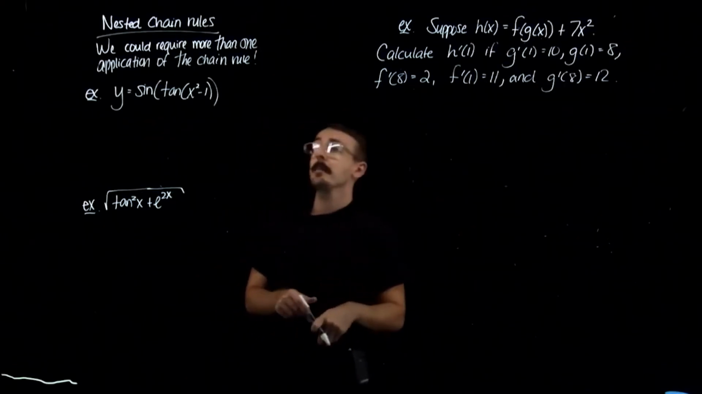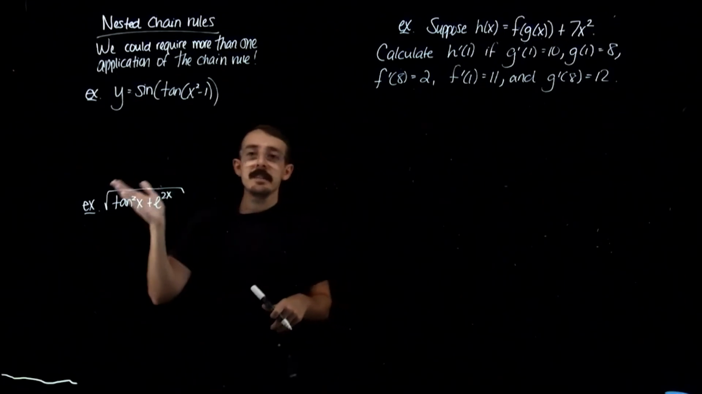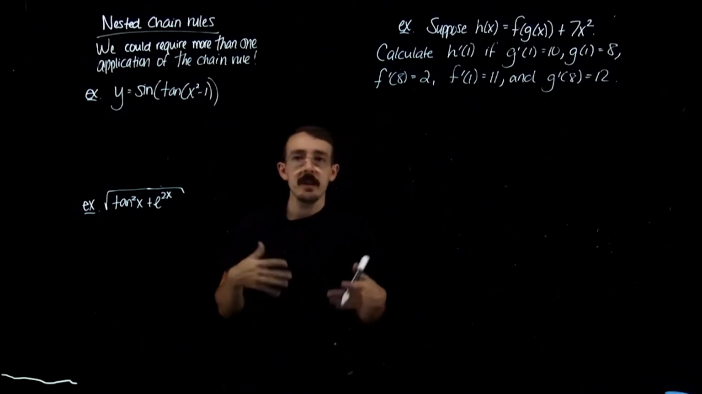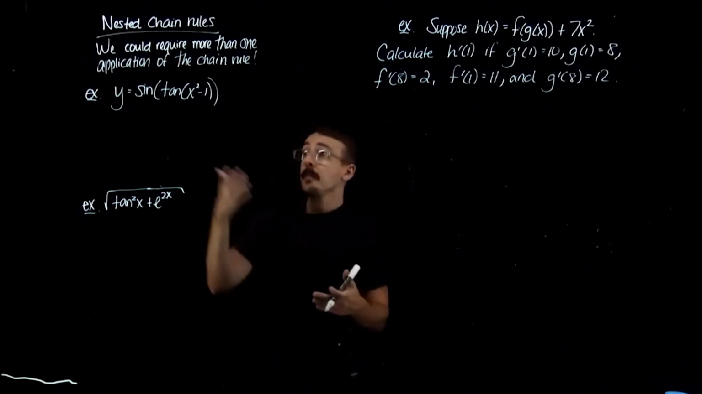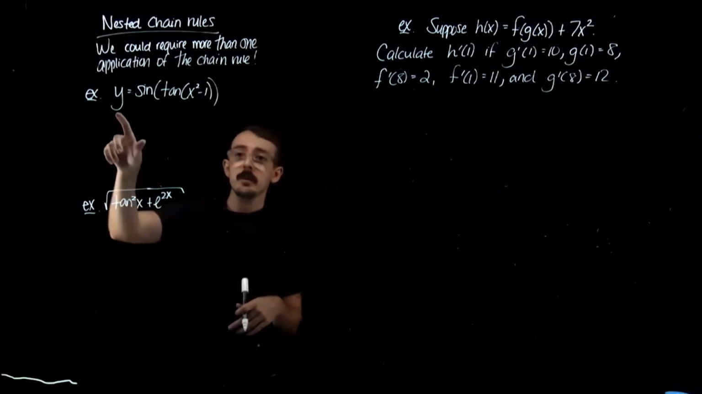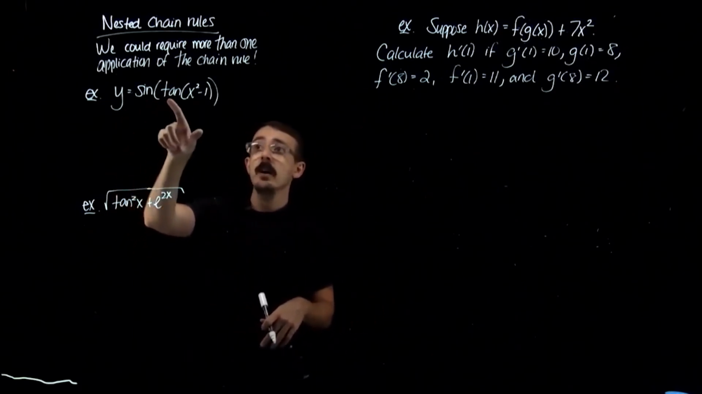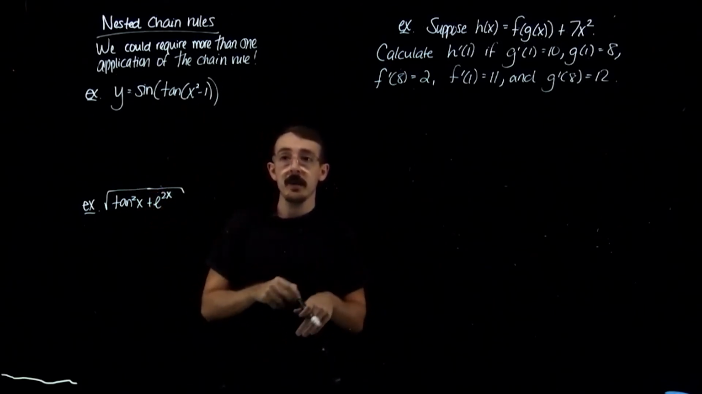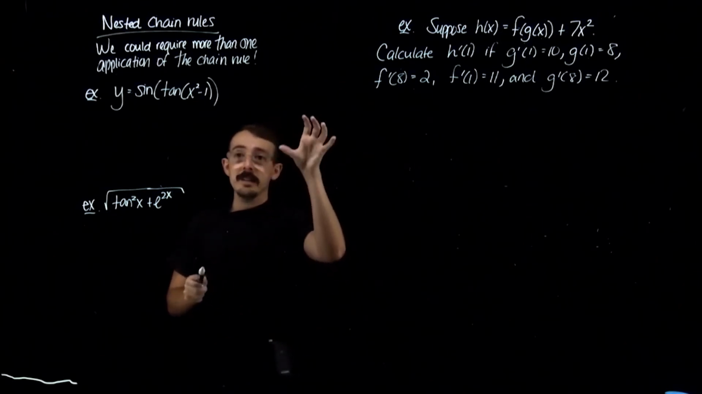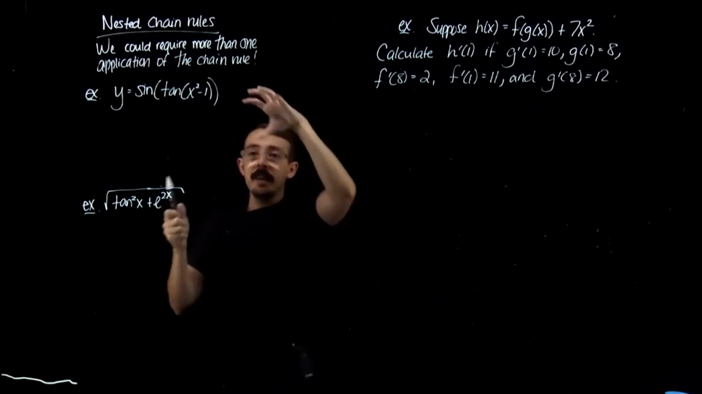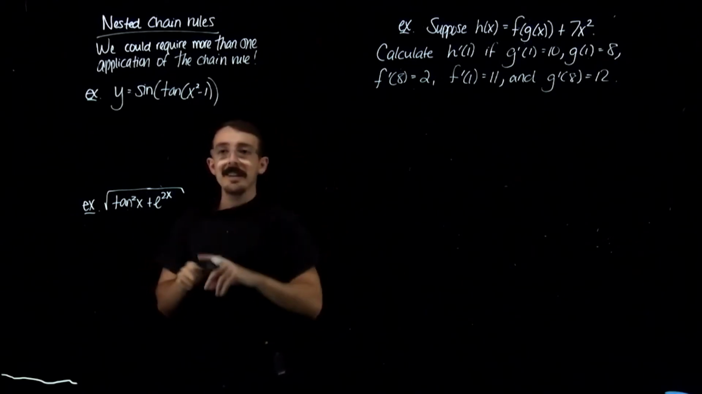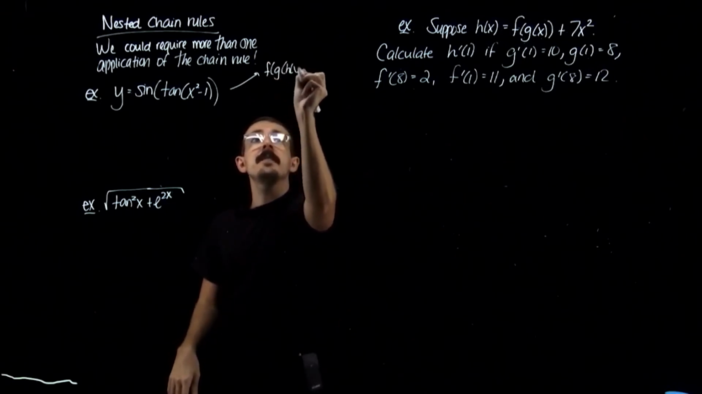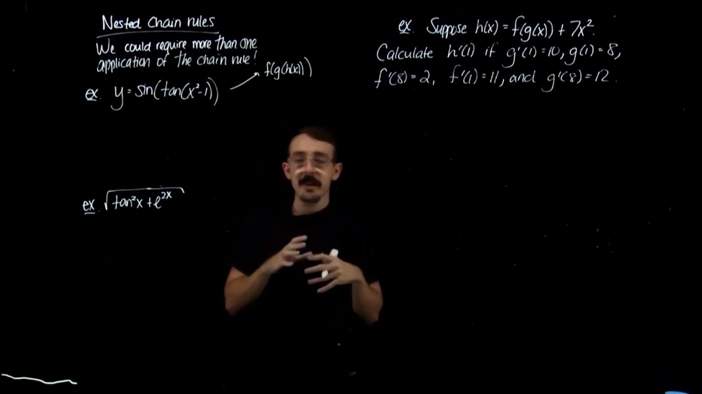So the next thing I'd like to talk about is the fact that we could have nested chain rules. And what this means is you could require more than one application of chain rule in a problem. So here's my first example. Let's say our function was y equals sine of tangent of x squared minus 1. So we kind of have this layering going on where I plugged x squared minus 1 into tangent, and then I plugged that whole blob into sine. So this has kind of got a flavor like this, where it's f of g of h of x. I've just got another layer of my composition.